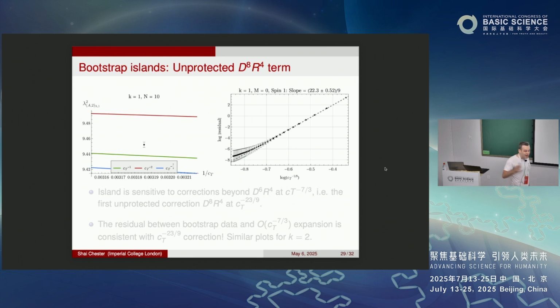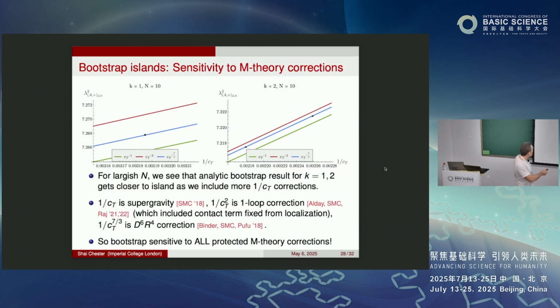But it turns out you can go beyond D^6 R^4. The ultimate goal of this program is to learn about unprotected data, so we can truly learn about non-perturbative string theory, non-perturbative M theory. I mean, that's the goal. And so that's what we're going to do next. In some sense, this bootstrap bound, while precise, wasn't precise enough. Because if the bound was even smaller, then you would have found that the blue line would have been outside the allowed region, implying that you are sensitive to the correction after D^6 R^4.